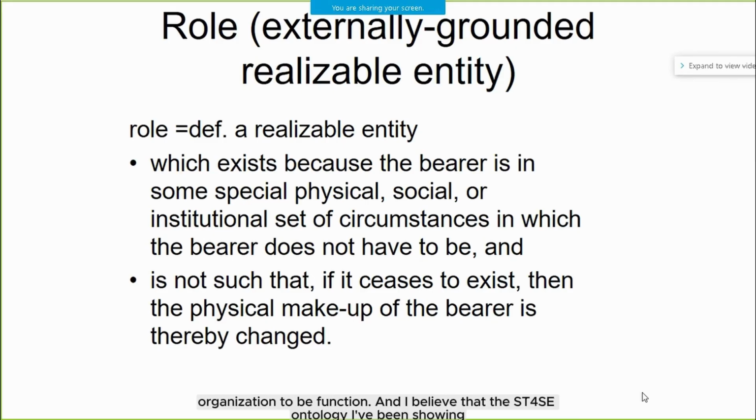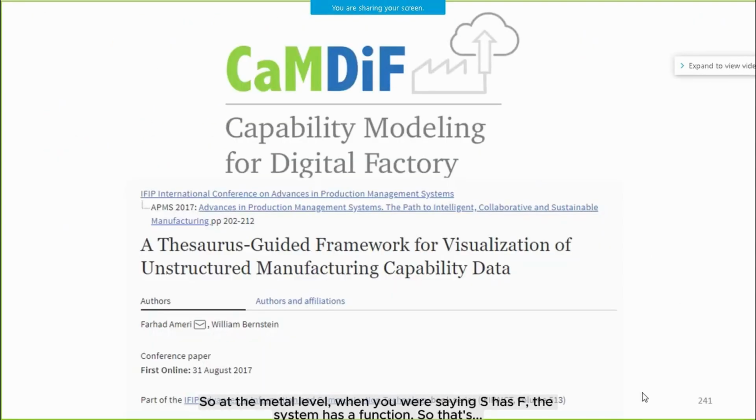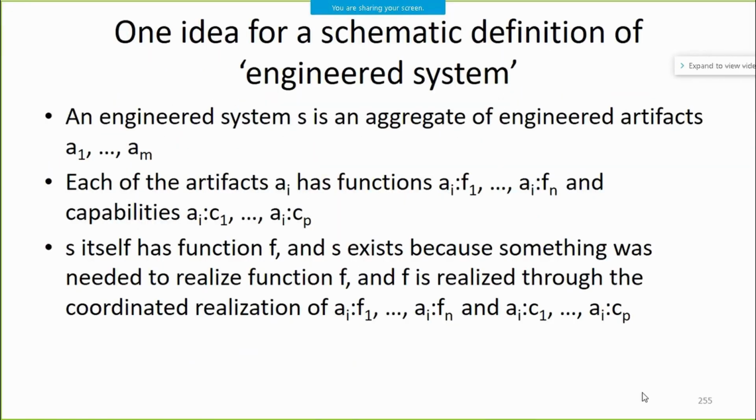And I believe that the ST4SE ontology I've been showing gives organization, anyway, purpose or objective. So at the meta level, when you were saying a system has a function, remember that we're talking about aggregate engineered artifacts. I think it could be true also of a biological system. Your digestive system has a function, namely to digest food, and it has certain capabilities to digest liquids.